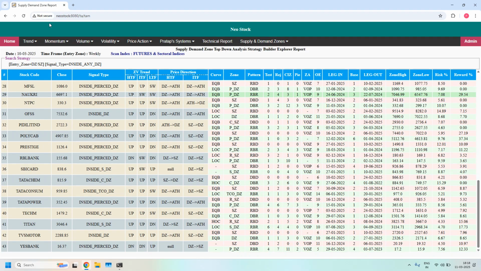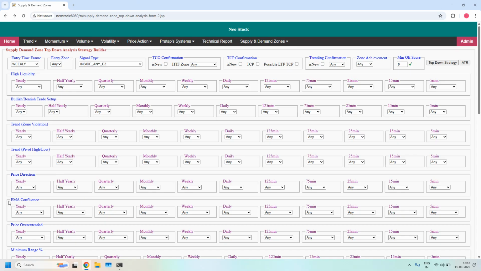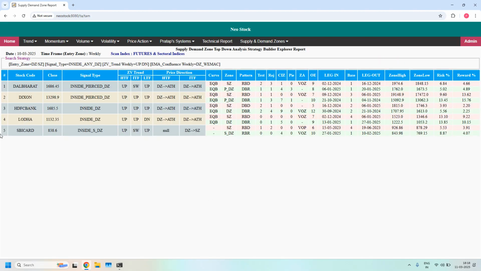Let's verify. In the EMA confluence at weekly time frame, I am selecting the filter weekly demand zone having weekly EMA confluence or not. And also the trend on the weekly time frame should not be sideways. It can be up or down. With these filters, the list has come down to 5 stocks. These 5 weekly demand zones are having weekly EMA confluence, and also current price closed inside the weekly demand zone.